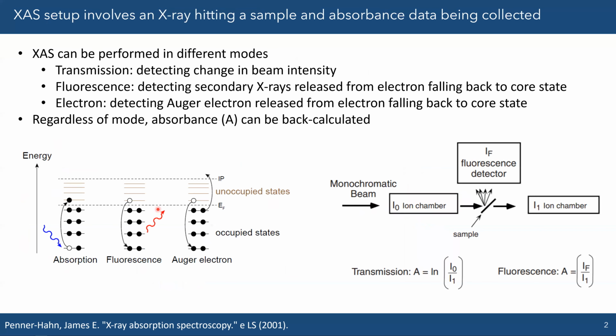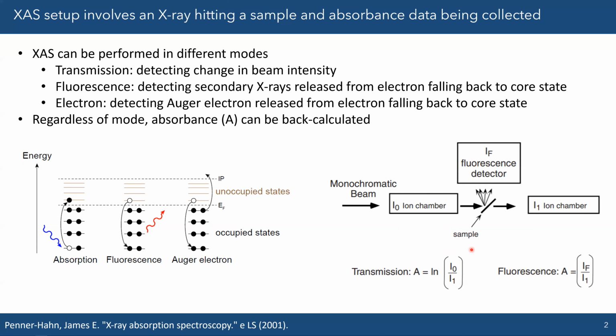So going into more of the experimental setup for XAS, we basically have an X-ray generator, which gets filtered into a monochromatic beam. You shoot that beam at a sample, and you can collect data through different modes. You can do a transmittance mode where you try to detect how much the X-rays have been attenuated. So you have the intensity of your initial X-rays and the intensity of your outgoing X-rays. By using Beer's law, you can get the absorbance.